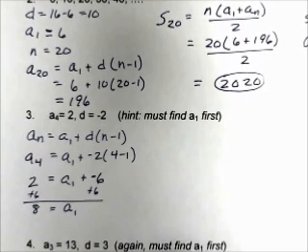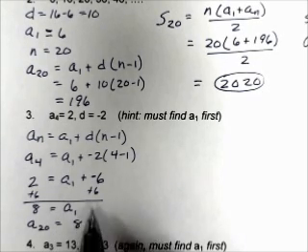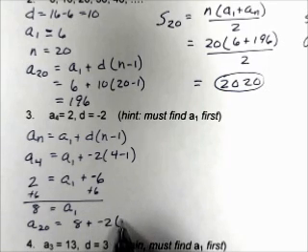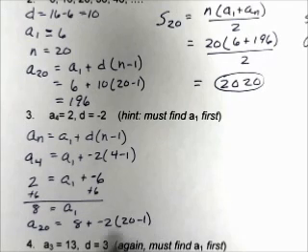We know the first term; now we need the 20th term, because we need the sum of the first 20. So this is going to be the first term, a1, which we found to be 8, plus the d value, which is negative 2, times 20 minus 1. 20 minus 1 is 19, times negative 2 is negative 38, plus 8 is negative 30. So our 20th value is negative 30.